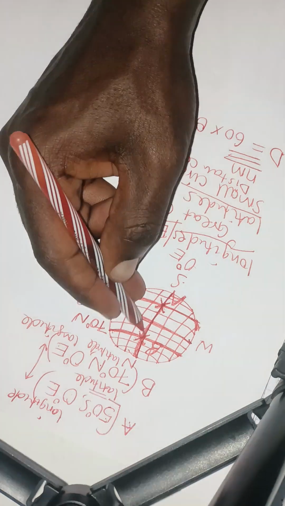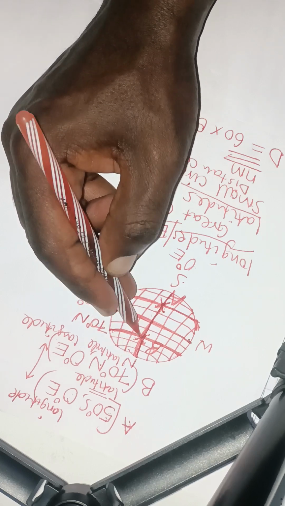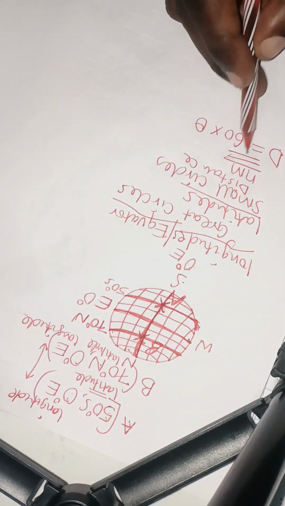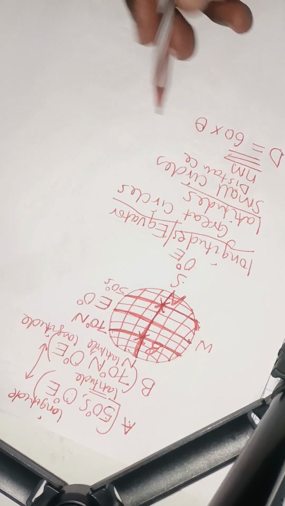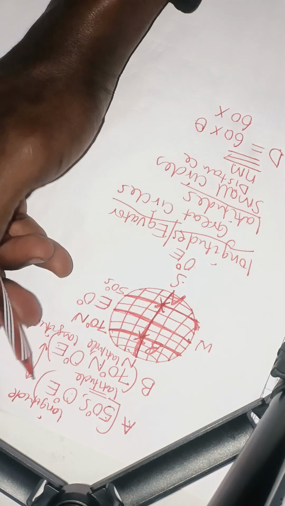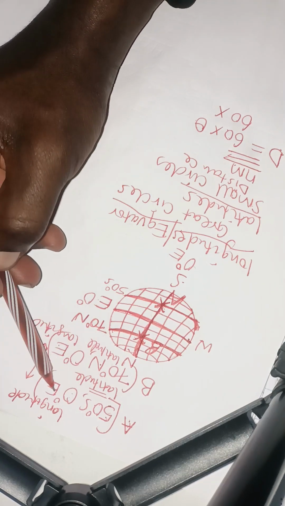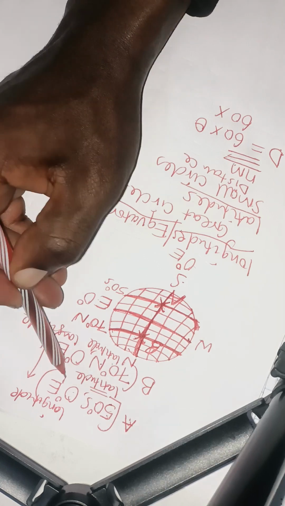So these 2 points are lying on a longitude, moving from north to south. They are found on a great circle. The distance between them in nautical miles is 60 theta. So I'll say 60 times. Then I come back here and look at these values. I have 50 degrees south and 70 degrees north. This 0 degrees, 0 degrees tells us that they are found on the same longitude.